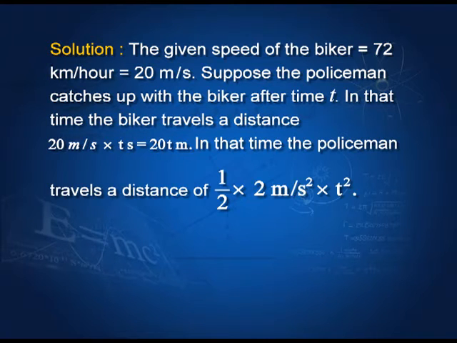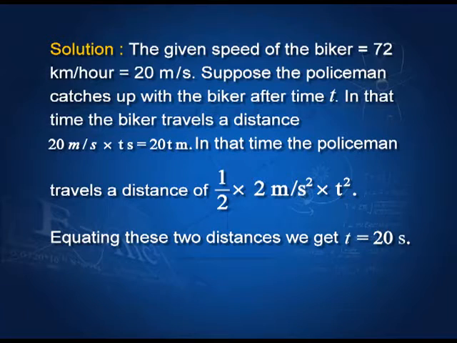In that time, the policeman travels the distance: half into 2 meters per second square into t square, that is s equal to half a t square. Equating these two distances, we get t equal to 20 seconds. So, we know that in 20 seconds the policeman is able to get to the biker.